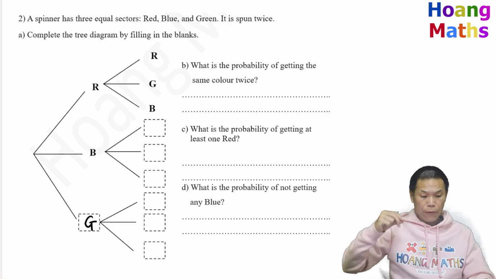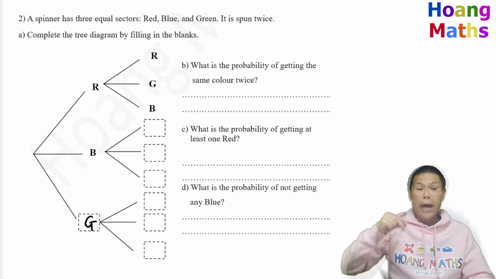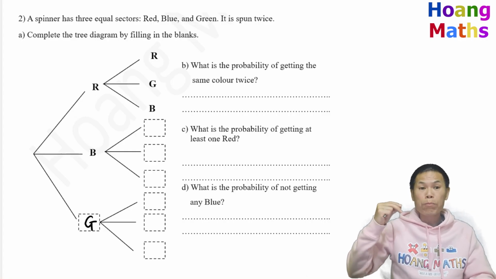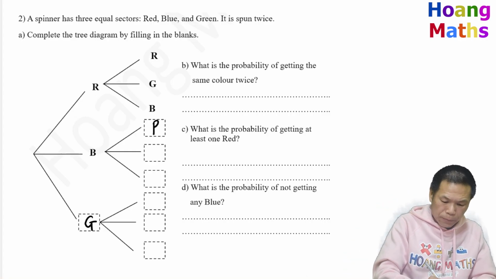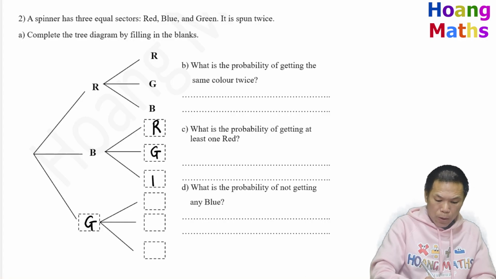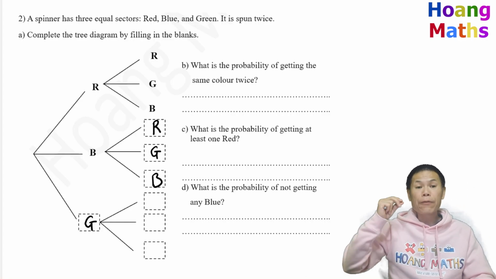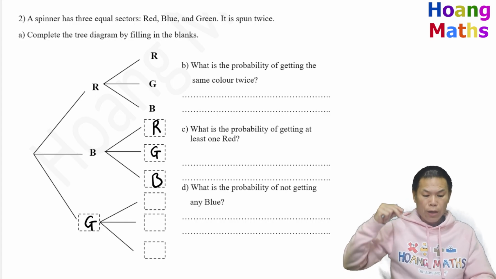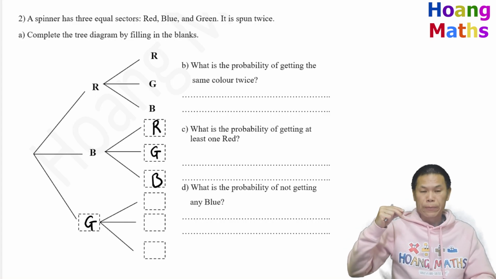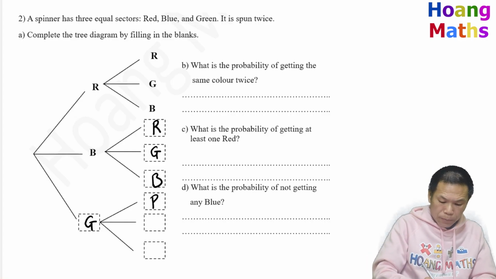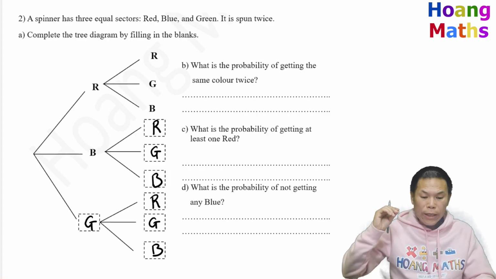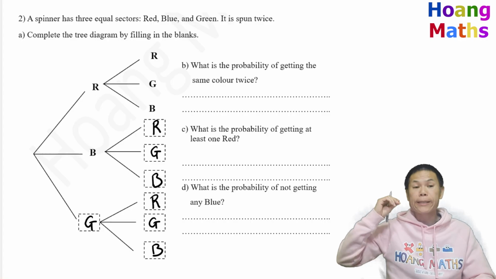So if the first spin lands on blue, the second spin will either land on red, green, or blue. So red, green, or blue. And if the spinner lands on green, the next spin will either land on red, blue, or green, right? So red, green, or blue. So there you go.